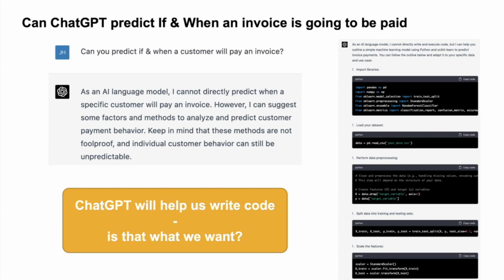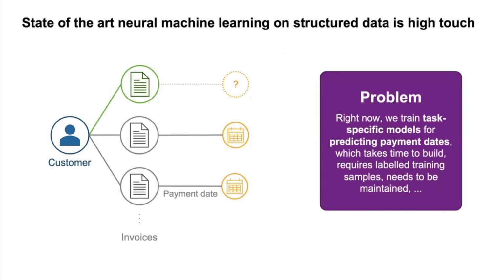The true game-changing nature of LLMs has been that I can use the same model for a variety of different tasks, right? Without retraining anything. What ChatGPT is suggesting here is to basically do it the regular way, right? State-of-the-art neural machine learning on structured data is high touch. You collect your training data, for example, for each customer, invoices and their payment dates, and then you create a task-specific model that you then need to continuously retrain, operate and maintain, right?